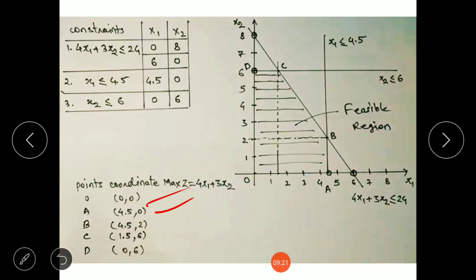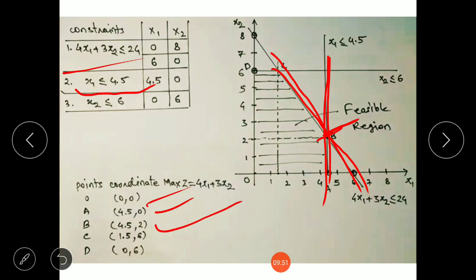Similarly, for B, we will write the coordinates. If you have any confusion regarding the coordinates of B, you just find the line equations for this line and this line. This is 4x1 plus 3x2 is equal to 24, as I have already told you, and this line is x1 is equal to 4.5. Solve these 2 linear equations simultaneously and you will get their intersection point, that is x1 is equal to 4.5 and x2 is equal to 2. Similarly, you can find the point C.